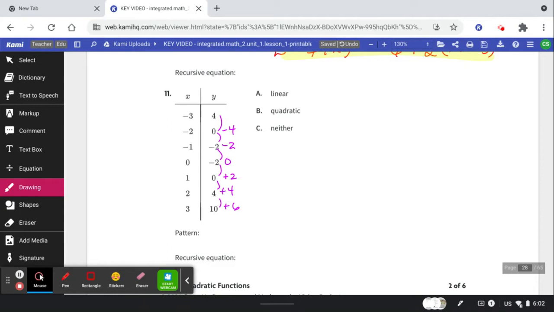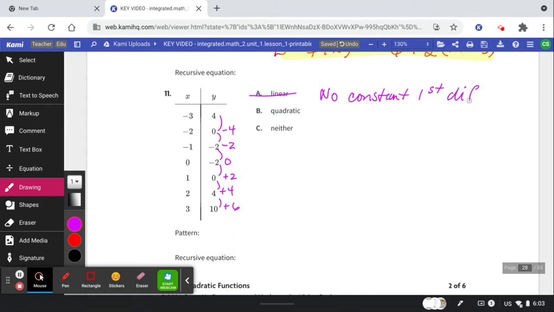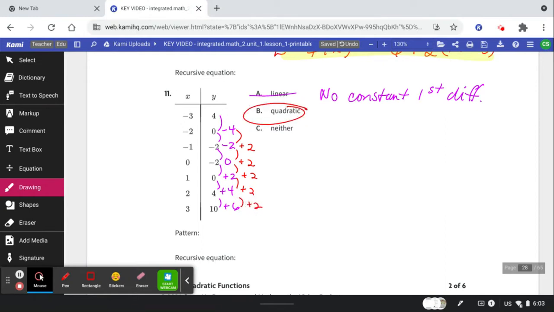Okay, this is interesting. We notice that there is no constant first difference, so it's not linear. Well, let's check out the second difference. From a -4 to a -2, that would be adding 2. From -2 to 0, oh hey, check this out. So we would say this is quadratic because there is a constant second difference.